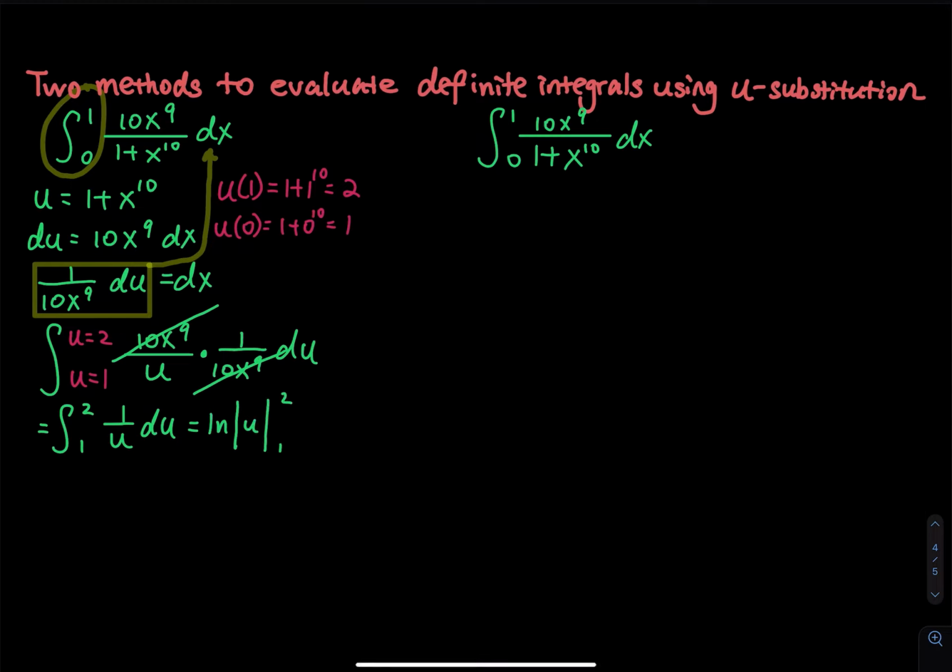And then you apply the fundamental theorem of calculus. This is ln 2 minus ln 1. And since ln 1 equals 0, the answer is ln 2.